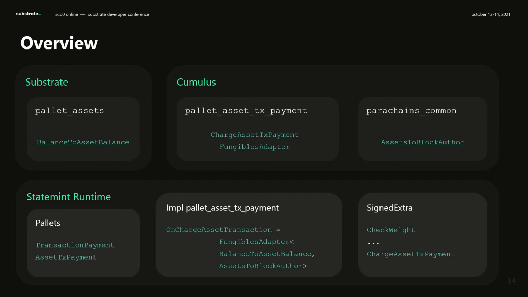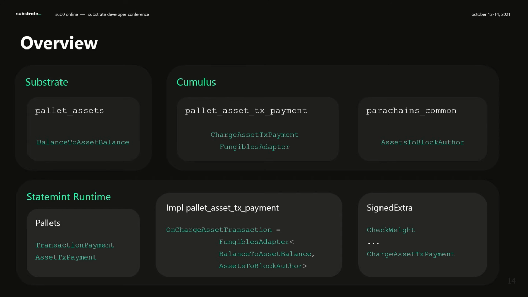And to help you get even more of a sense of how this all fits together, I have an overview here. So on the top left, we have Substrate with the assets pallet, where we introduced this balance to asset balance type for the conversion. Then on the top right, we have Cumulus with the new pallet that we built, Pallet Asset Transaction Payment. And this includes the new signed extension, Charge Asset Transaction Payment, as well as a fungibles adapter that provides the default implementation for how to charge the fees in assets.